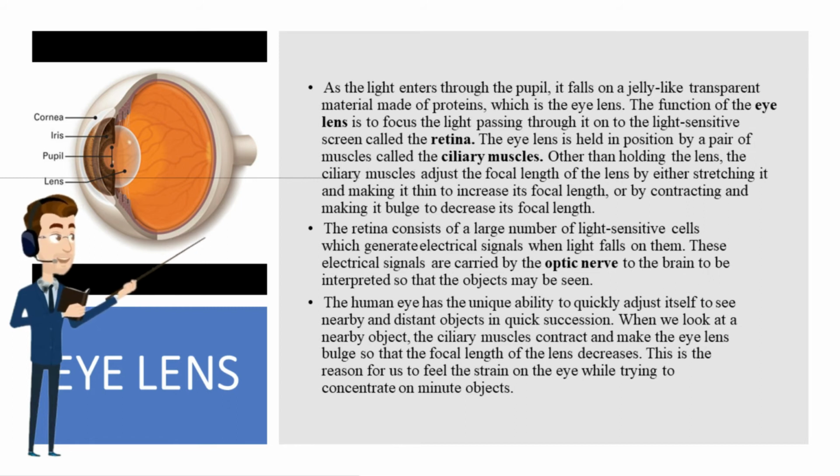The human eye has the unique ability to quickly adjust itself to see nearby and distant objects in quick succession. When we look at a nearby object, the ciliary muscles contract and make the eye lens bulge so that the focal length of the lens decreases. This is the reason for us to feel the strain on the eye while trying to concentrate on minute objects.